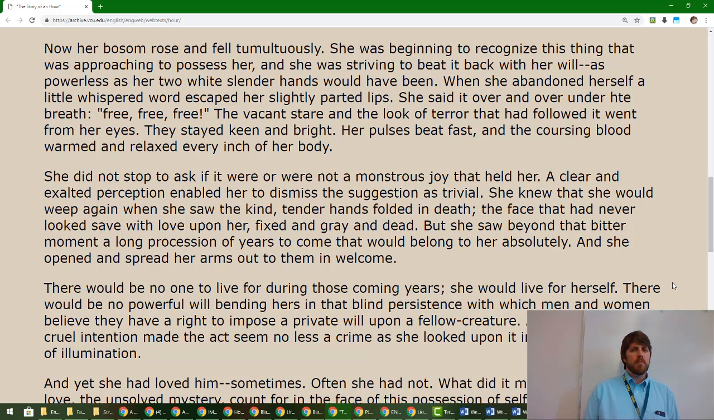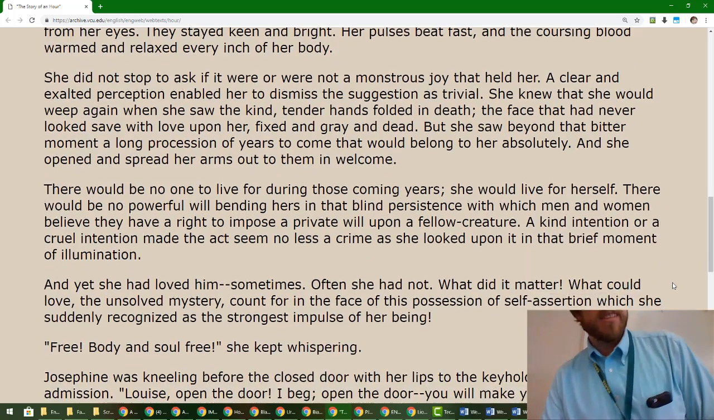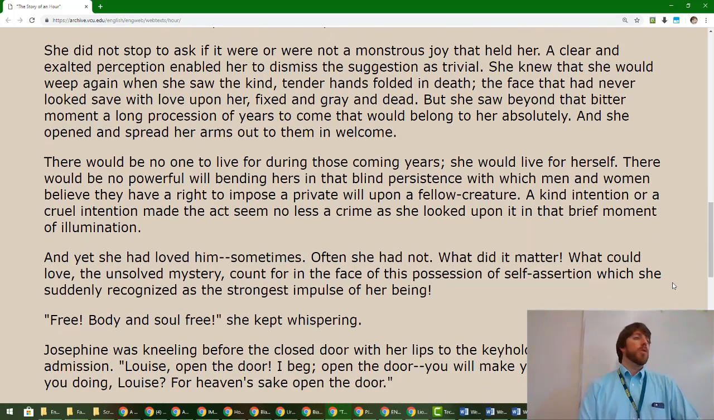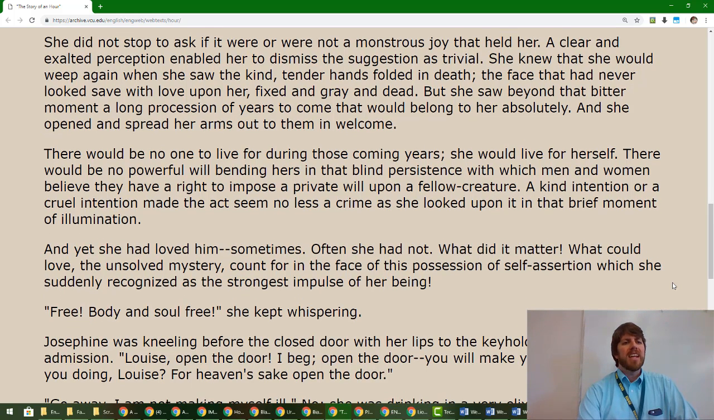They stayed keen and bright. Her pulses beat fast, and the coursing blood warmed and relaxed every inch of her body. She did not stop to ask if it were or were not a monstrous joy that had held her. A clear and exalted perception enabled her to dismiss the suggestion as trivial. She knew that she would weep again when she saw the kind, tender hands folded in death. The face that had never looked save with love upon her, fixed and gray and dead.